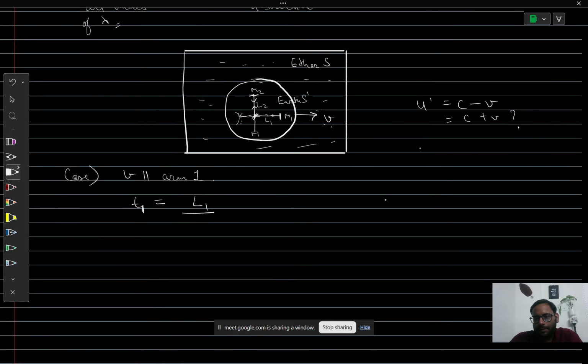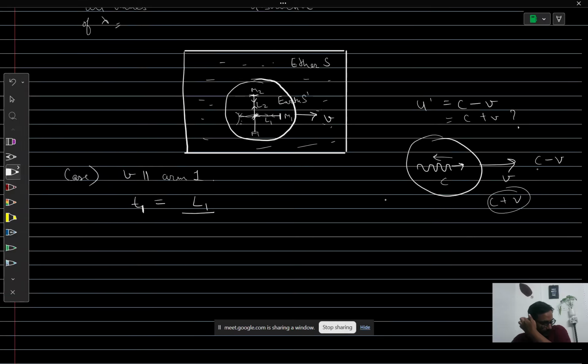So you see, our Earth is moving in this direction. If the light is moving in this direction, what will happen? According to that, they will add up. Of course, they will add up. And suppose the light is coming back, what will happen? It will be decreased. You can see this from Galilean transformation also.